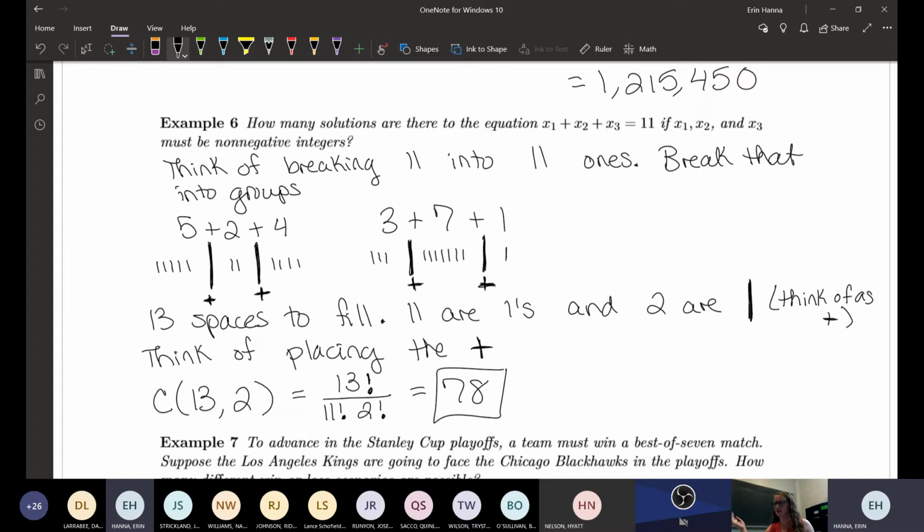Questions, concerns about that one? Again, as I said, that one was a little more ambiguous than the other ones we were doing.